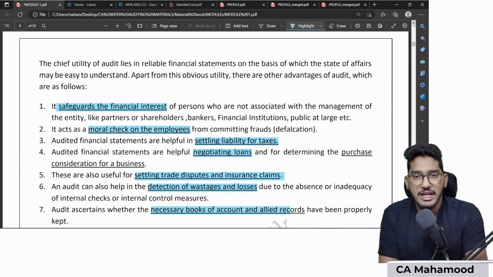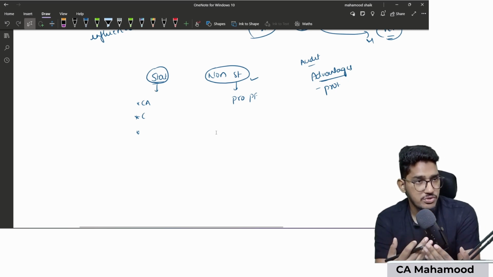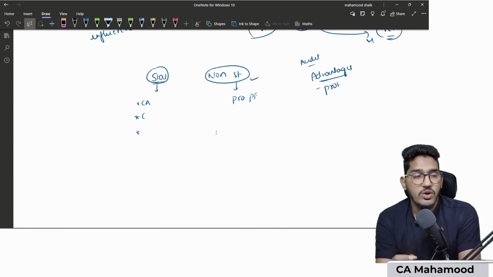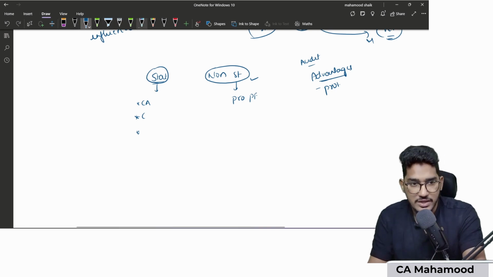That's why any entity will enjoy. That's why even though the audit is not mandatory, some clients come and get their accounts audited. So those audits we call non-statutory audits. So like this, on the basis of requirements of the law, audits are divided into two categories: statutory versus non-statutory.